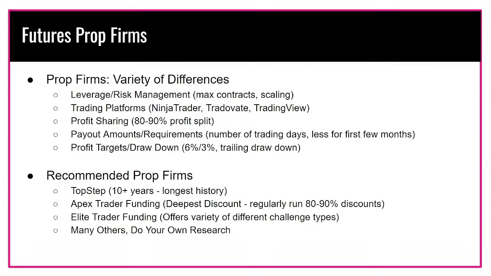What this means in futures: for leverage and risk management, that can mean the max number of contracts that you can trade with. Or the futures prop firm could have something related to scaling, meaning that you can only initially have a smaller position size until you've reached a particular account balance, and then you are able to scale in additional contracts. Trading platforms. There are three primary trading platforms for futures: NinjaTrader, Tradovate, and TradingView. Many of the futures prop firms support these trading platforms, so you'll have your choice.